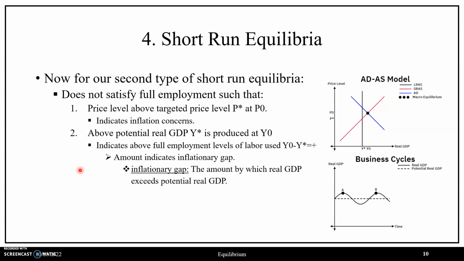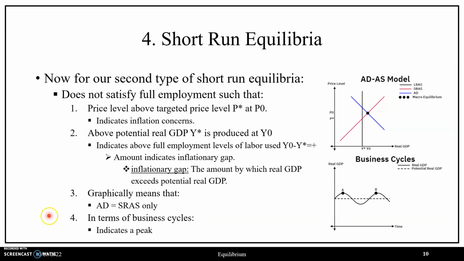exceeds potential real GDP, whereby being above potential real GDP, this is what allows us to see that it's a peak with respect to business cycles, and this is what we'll see to determine if the economy is overheating or not. Where graphically, to look at this type of short-run equilibrium, we only need to look at aggregate demand intersecting short-run aggregate supply, where in terms of business cycles, as mentioned, it's going to correspond to a peak such as point A and B, where these are high points in our real GDP plot that are strictly above potential real GDP, just as we see in our ADAS model representation.